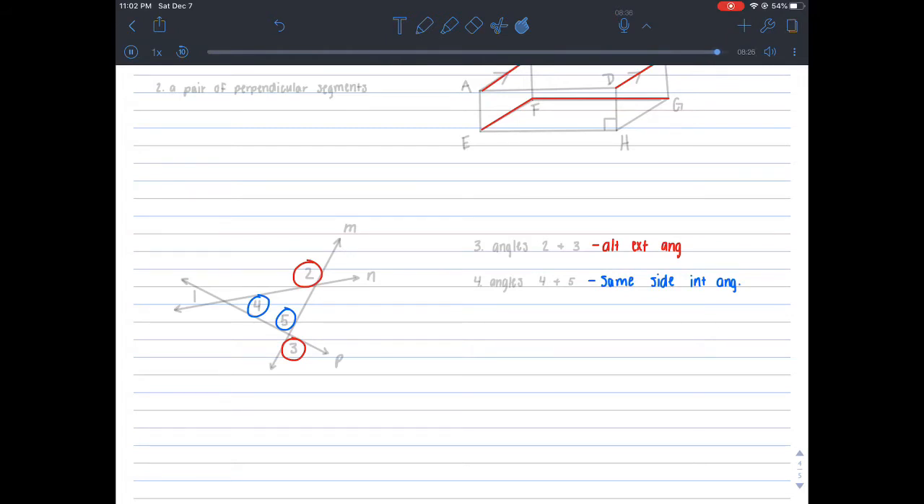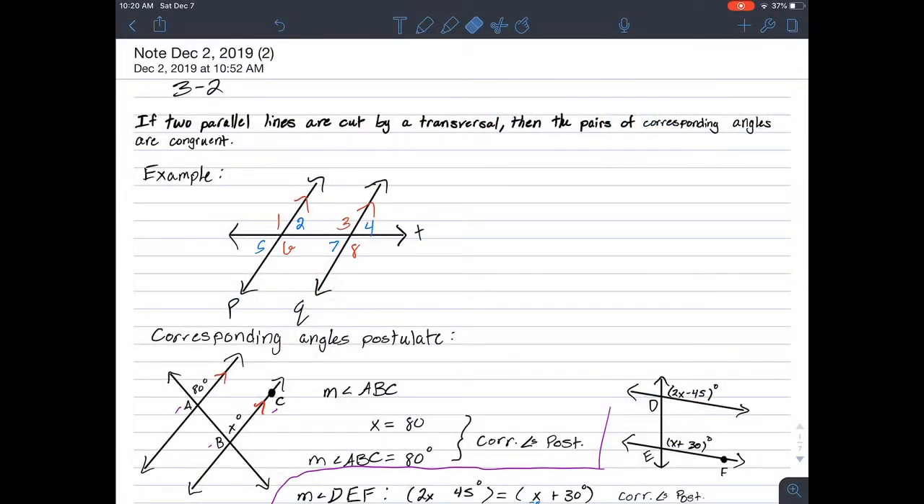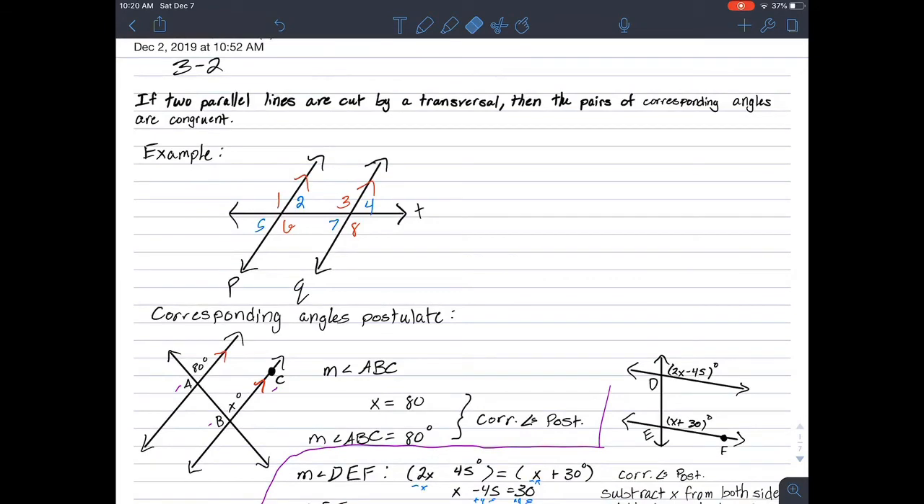Now you know how to identify parallel, perpendicular, and skewed lines, as well as how to identify the angles formed by 2 lines and a transversal. Lesson 3-2. If 2 parallel lines are cut by a transversal, then the pairs of corresponding angles are congruent.